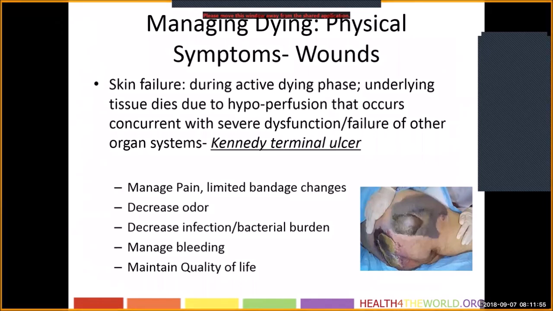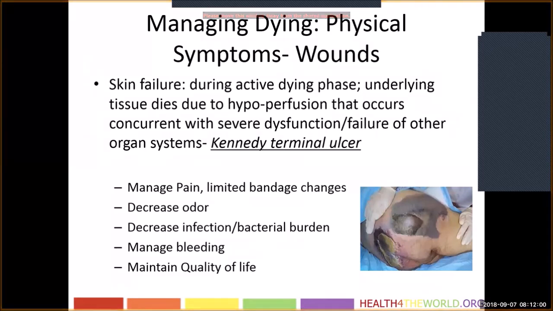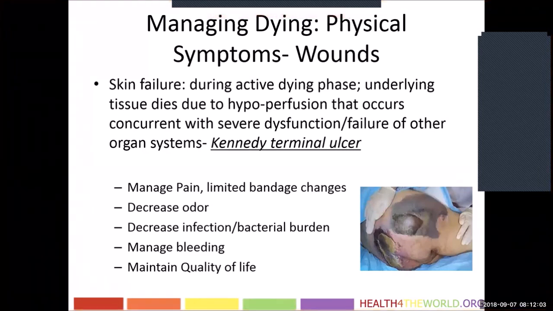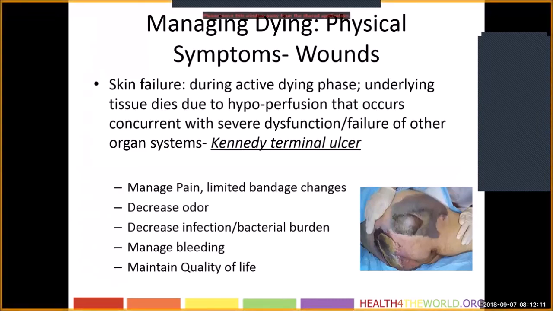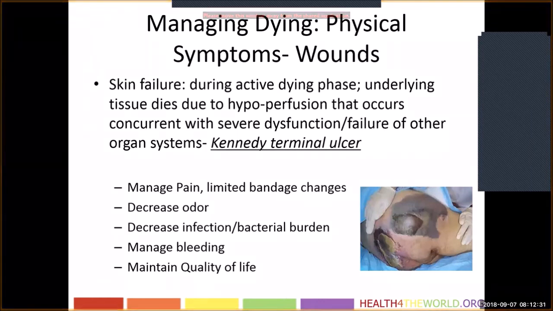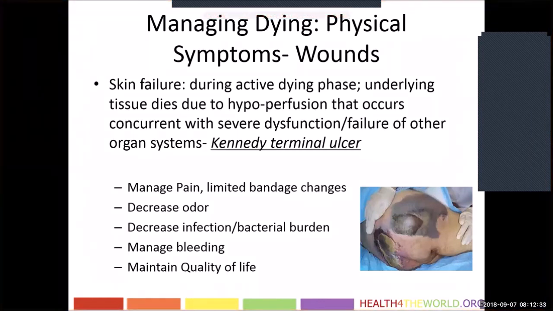So when people are actively dying, it's important to let your family know that there's a possibility that the underlying tissue of the skin could die because the blood flow gets redirected to important things. I would say the body is incredibly efficient. If you're not doing well and there's only a limited supply of blood, it's going to give it to your brain, heart, and kidneys, things to keep you alive, and the gut and the skin kind of get the short end of the stick. So during the active dying phase, underlying tissue dies due to low perfusion that causes severe dysfunction and failure of other organ systems, which then leads to skin failure, and they can get Kennedy or terminal ulcers.